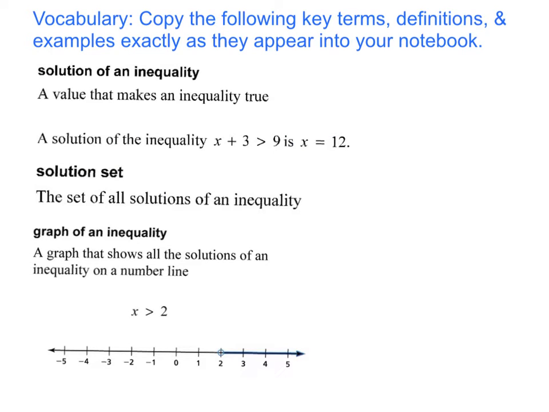Copy the following key terms, definitions, and examples exactly as they appear into your notebook. Solution of an inequality. A solution of an inequality is a value that makes an inequality true. For example, a solution of the inequality x plus 3 is greater than 9 is x equals 12. Solution set is the set of all solutions of an inequality. Graph of an inequality is a graph that shows all the solutions of an inequality on a number line. And be sure to copy the graph of x is greater than 2 as it's shown here for you.